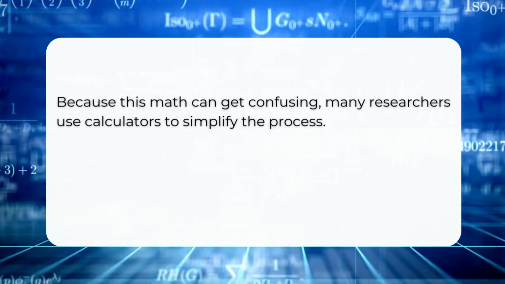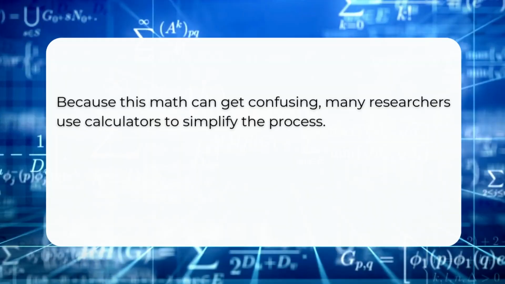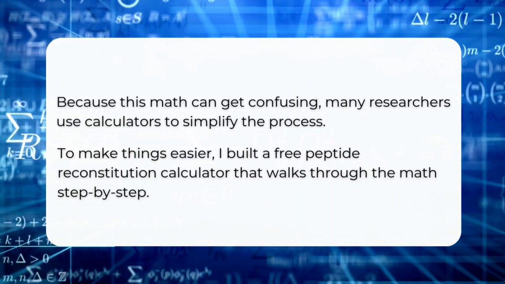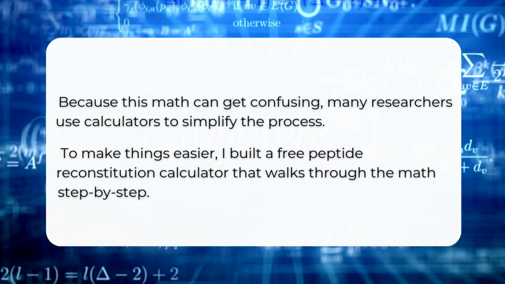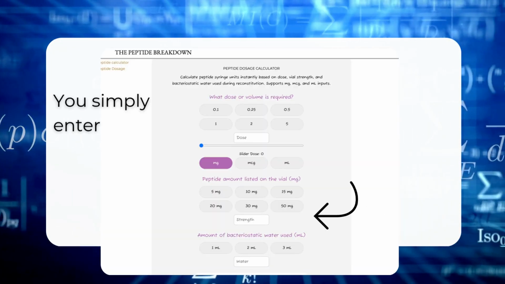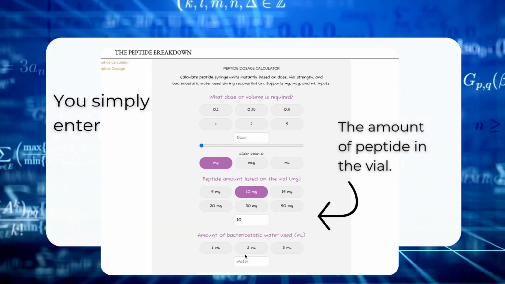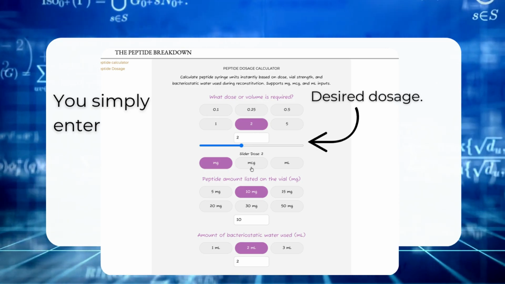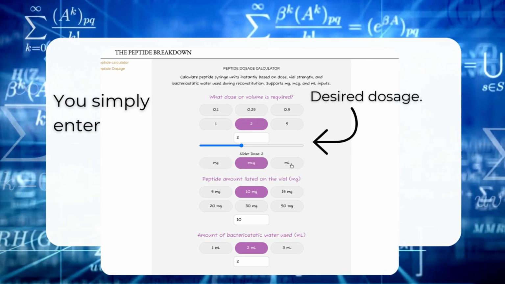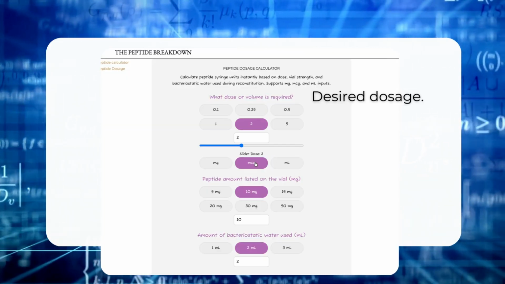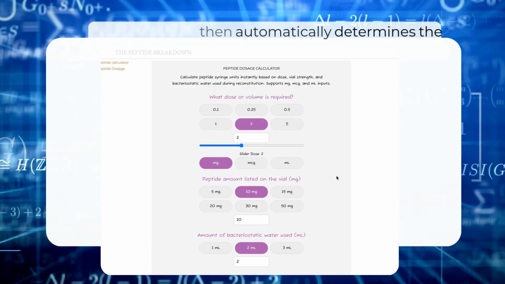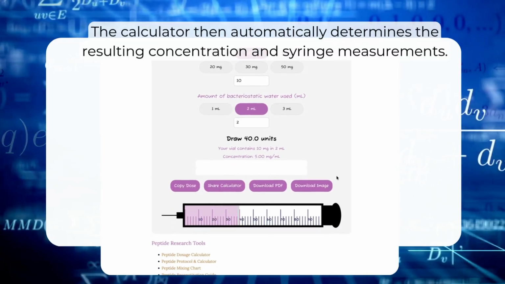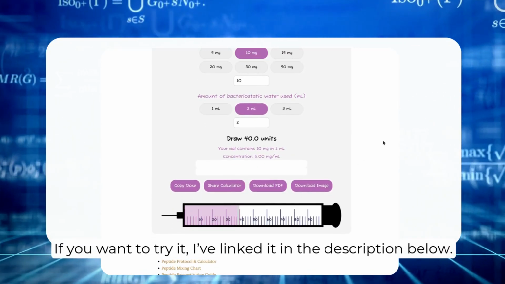Because this math can get confusing, many researchers use calculators to simplify the process. To make things easier, I built a free peptide reconstitution calculator that walks through the math step by step. You simply enter the amount of peptide in the vial, the amount of bacteriostatic water used for reconstitution, and the desired measurement. The calculator then automatically determines the resulting concentration and syringe measurements. If you want to try it, I've linked it in the description below.